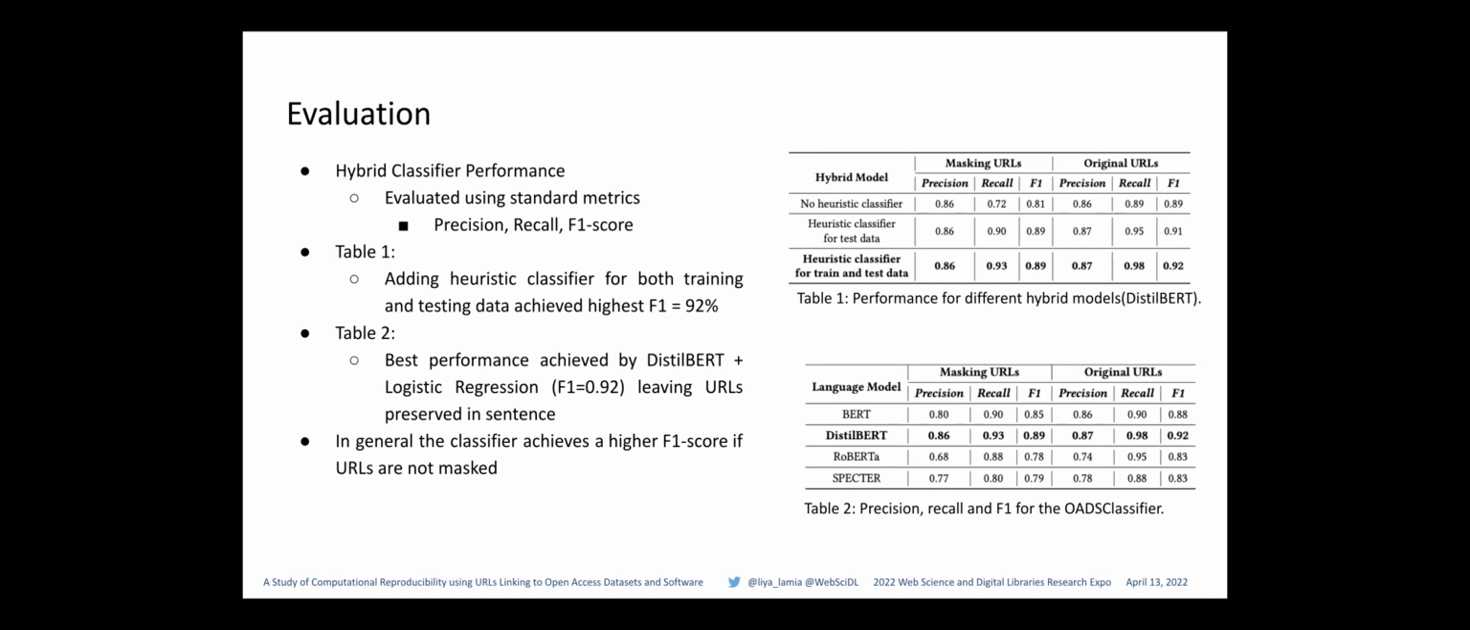Though some arbitrary URLs can be out-of-vocabulary tokens, a URL itself can be parsed into some subword tokens. If those subword tokens comprise words like dataset, tool, or software, these can be good indicators for OADS URLs.